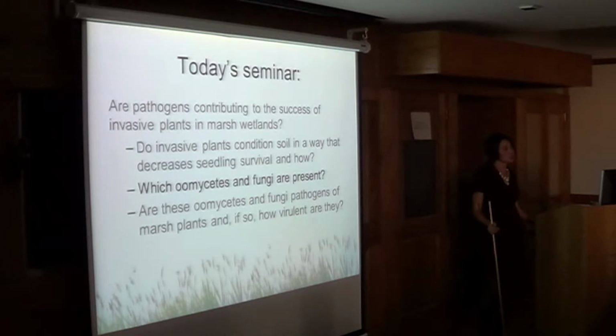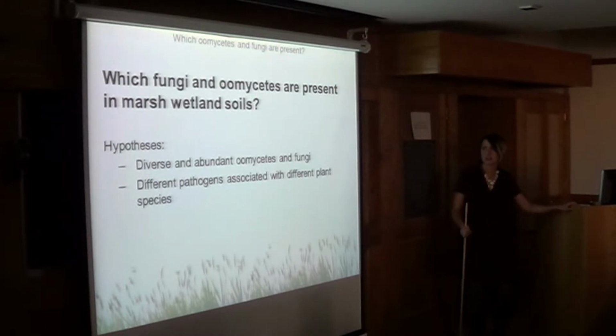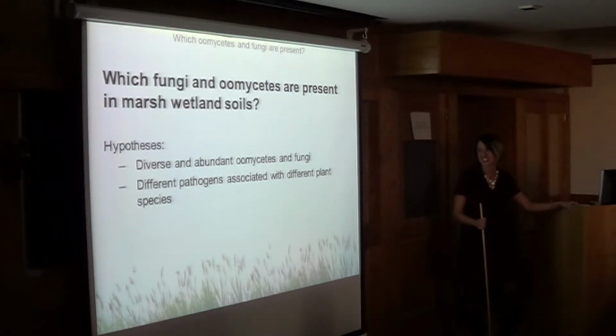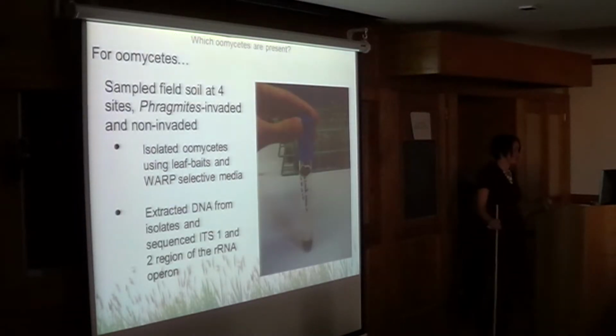So my next question was trying to identify which oomycetes and fungi are present. And my hypotheses were that they'd be diverse and abundant, both for fungi and oomycetes, just based on what people have found in other systems. But that there would be different fungi and oomycetes associated with different plant species. The pathogen part will come later.